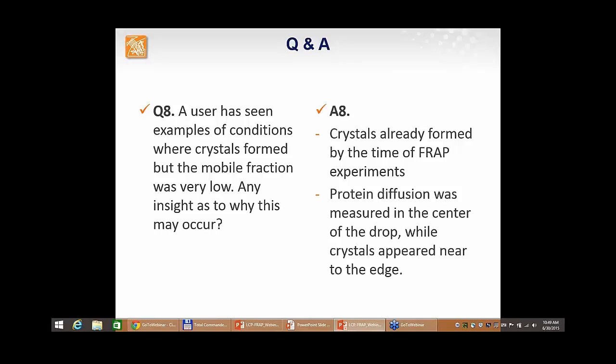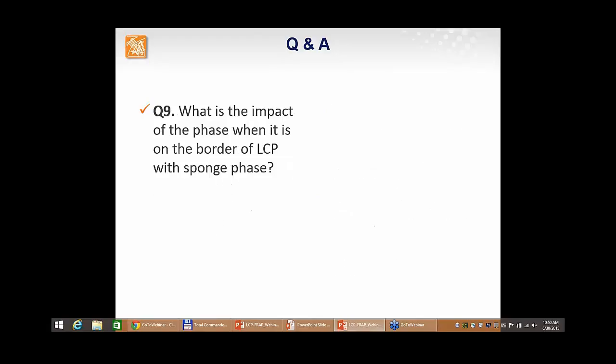Another case where this could happen is the protein diffusion was measured in the center of the drop, where the protein might actually precipitate, while the crystals appeared close to the edge, where the protein was still diffusing well. So again, I would advise you to look at at least 2 different locations in the droplet, close to the center and close to the edge. In that case, you will get a more complete understanding of diffusion properties of the protein in your samples.